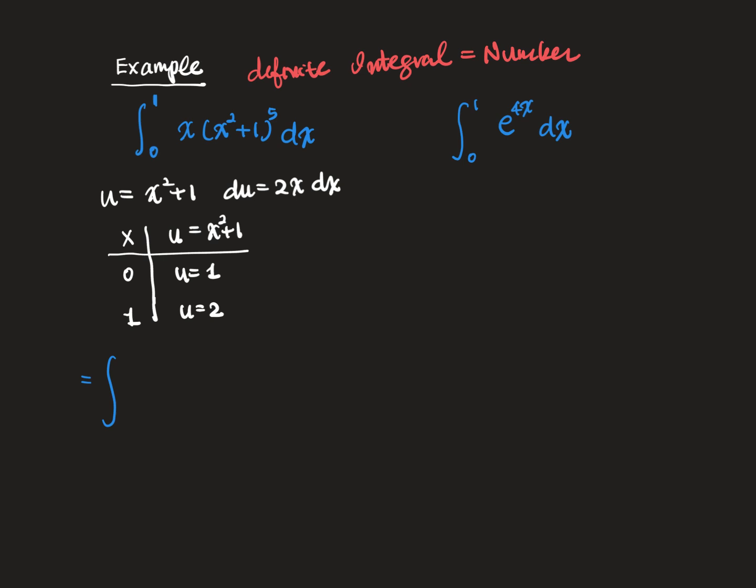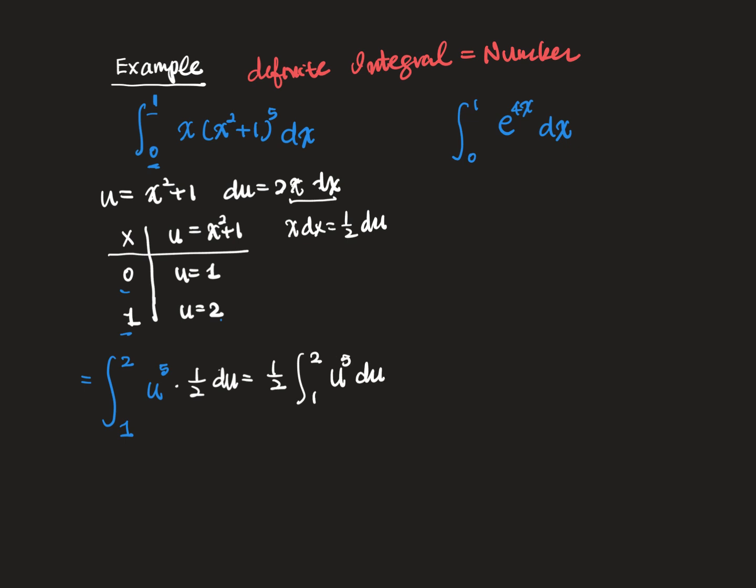So everything you replace: here, 0 becomes 1, and here, 1 becomes 2. That's the 2. x squared plus 1 becomes u, to the fifth power, times x dx. Sorry, guys. x dx is 1/2 du. Don't do anything else; you just see the definite integral right there. So let's find it. This is 1/2 times the integral from 1 to 2 of u to the fifth power du.